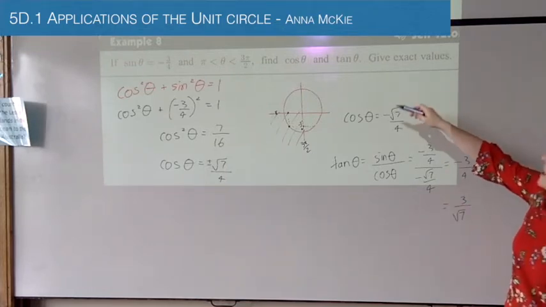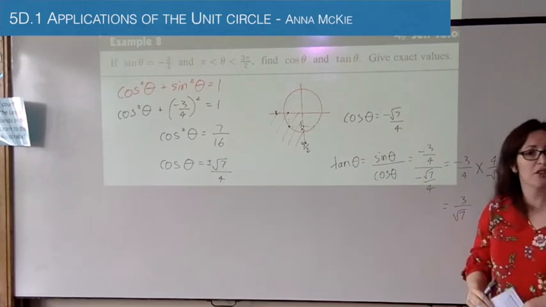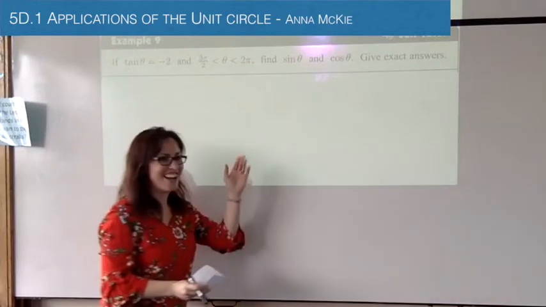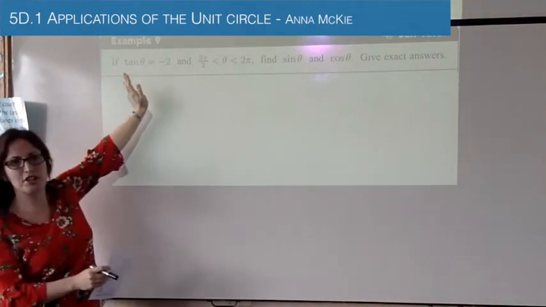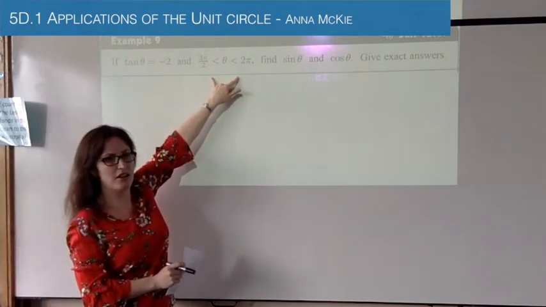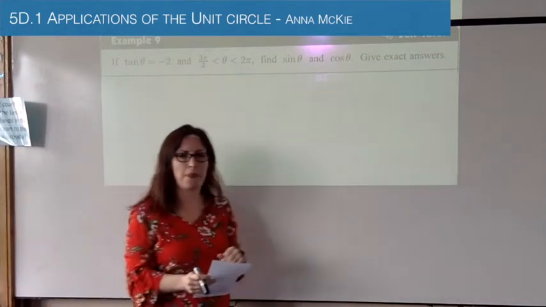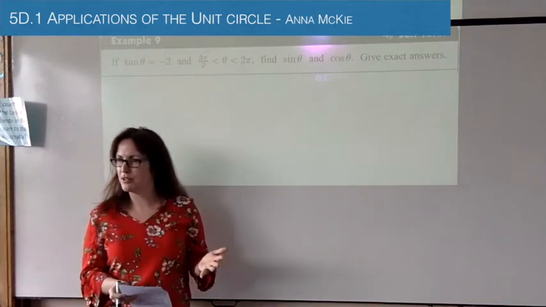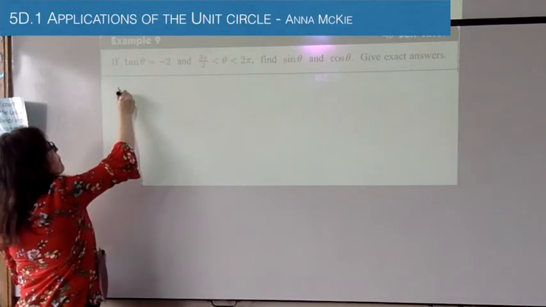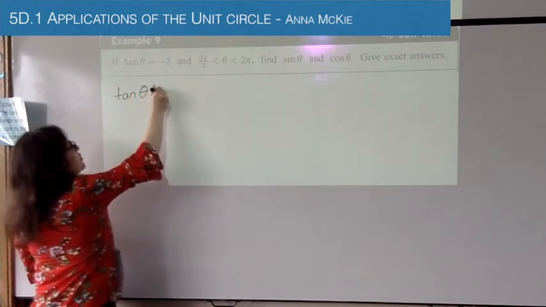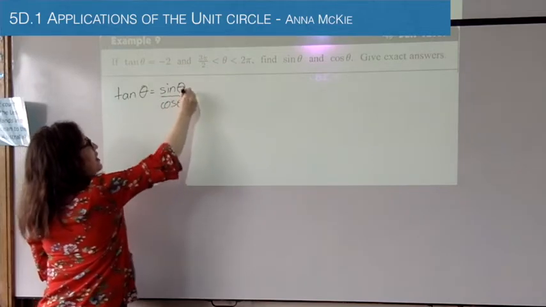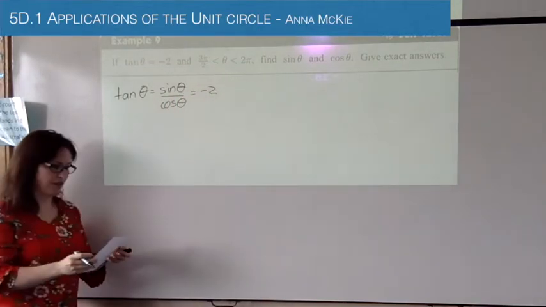Have we answered the question? Yes. We've given them as exact values, which means with the square roots, not doing decimals. All right, and our last one here, if you know tan is -2, and we're in this section, we need to find sine and cos. How could tan help us find sine and cos? The tan of theta is equal to sine of theta divided by cos of theta. We know that's equal to -2.